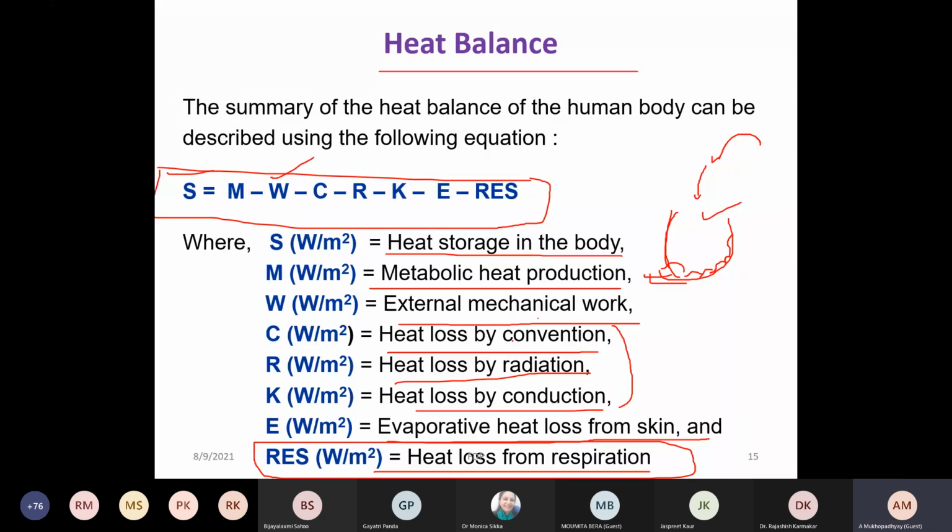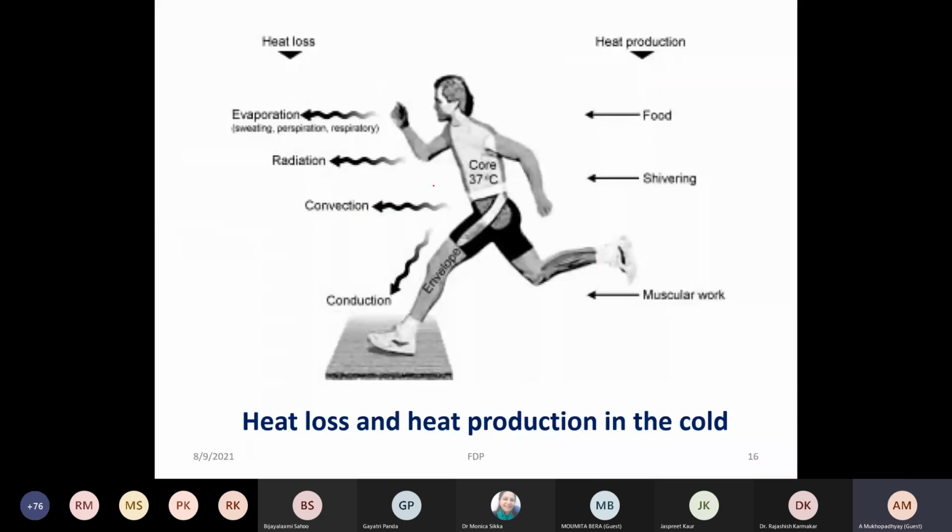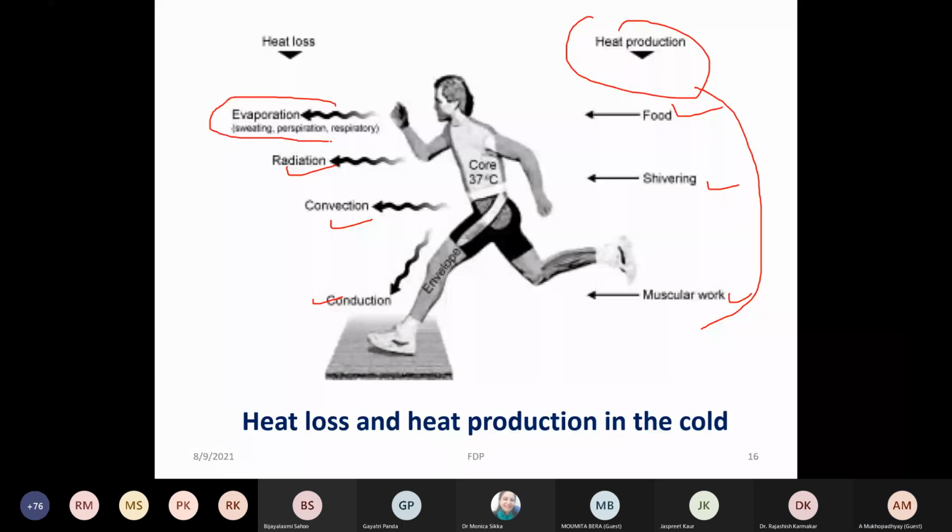But one point I would like to mention here: I am showing you minus, minus, minus, but it could be plus also, depending on whether you are in a hot climate or cold climate, and the situation is also important. Like in a running person, the heat production is by means of food, by means of shivering, and by means of muscle work. There could be heat production. The heat loss could be due to radiation, convection and conduction, and also due to evaporation.